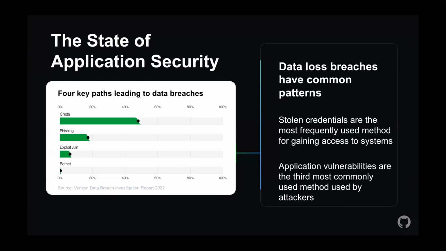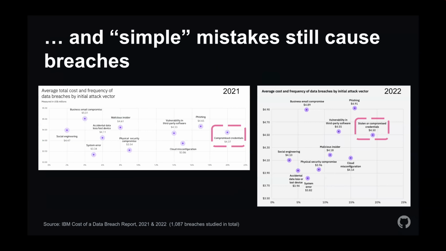Credentials make up about 50% of data breaches today, and they're only continuing to be more and more devastating attack vectors. Also, these simple mistakes, leaked credentials, developers accidentally exposing them in repositories, cost organizations a ton of money. Breaches that start with exposed credentials tend to be the most expensive, as you can see in these two charts.